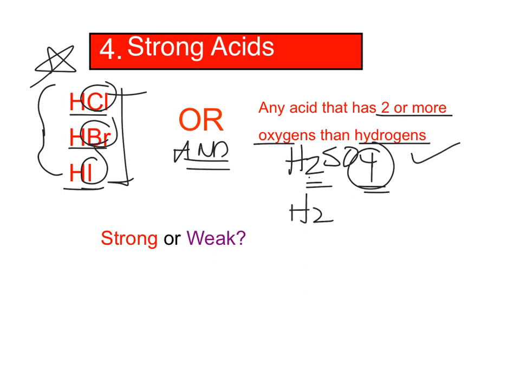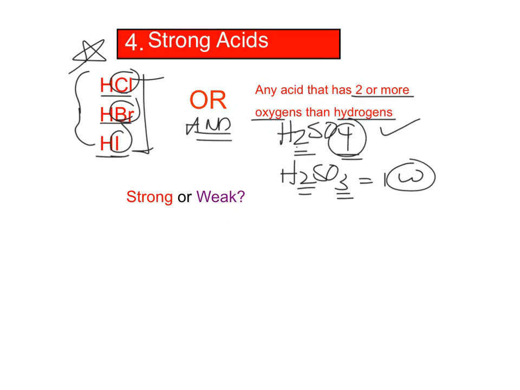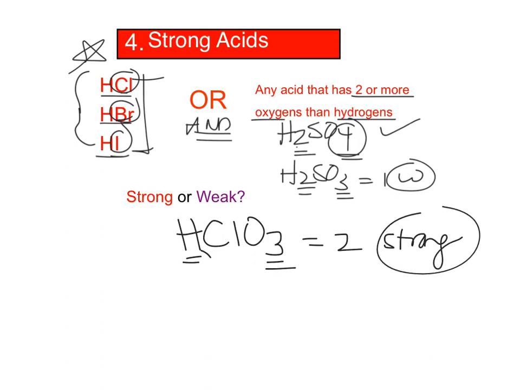If you looked at sulfurous acid, compare 2 and 3, there's only a difference of 1 oxygen. This would be classified as weak. Let me give you a few more examples. What about HClO3? Compare hydrogen to oxygen. There's 1 and 3, so the difference is 2 oxygens. There's 2 more oxygens, so this is a strong acid. It would completely ionize, 100% ionize in water.